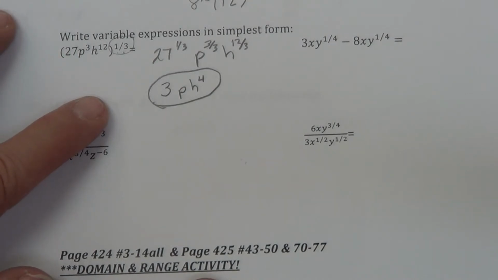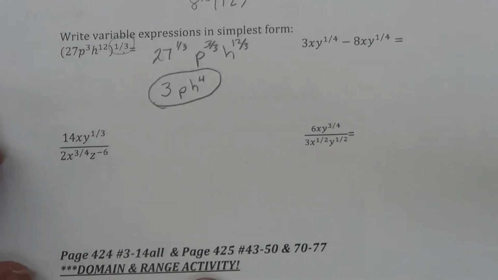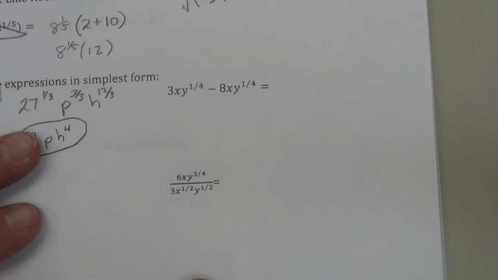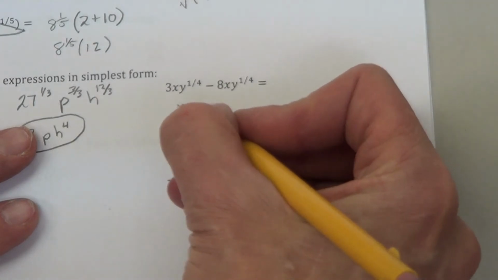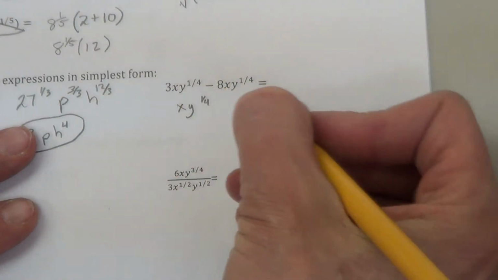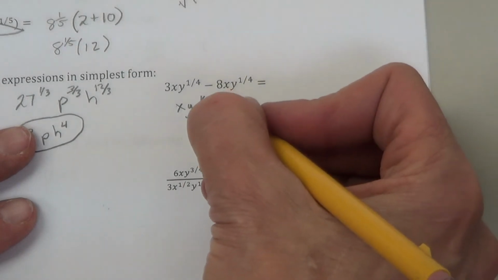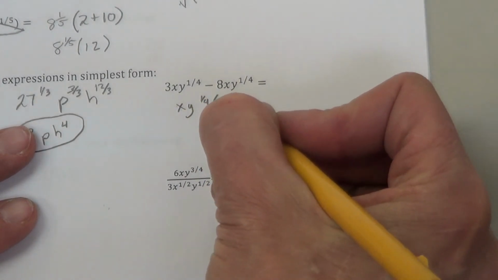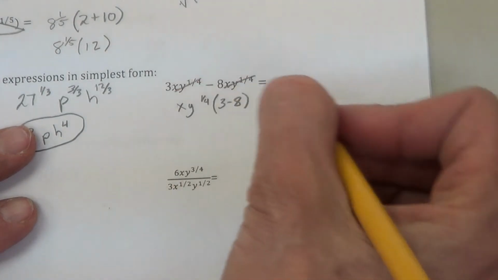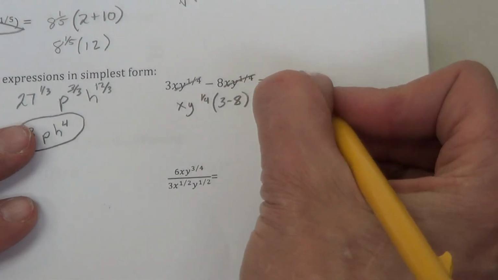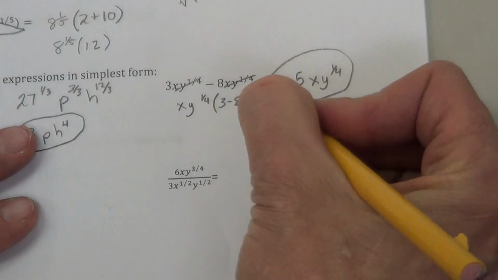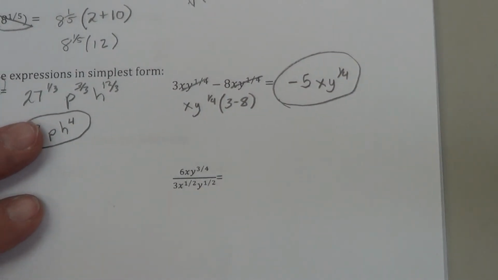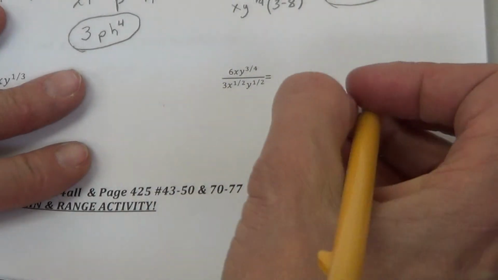I would like you to pause the video again and work on some of these and then come back and check it out and see what you get compared to what I get. Okay? Next one, we would factor out the x, y to the 1/4. Or you could look at it as like terms even. And you have 3 minus 8 left over. 3 minus 8 is negative 5 x, y to the 1/4. Final answer.